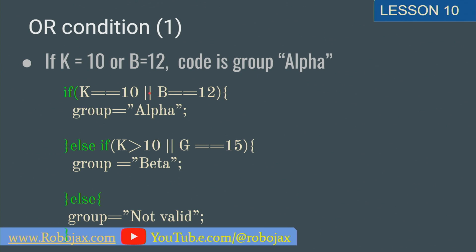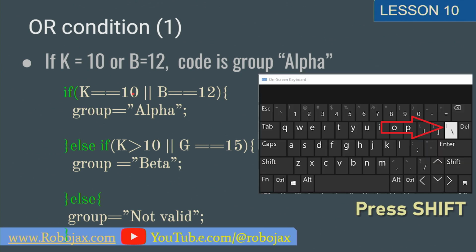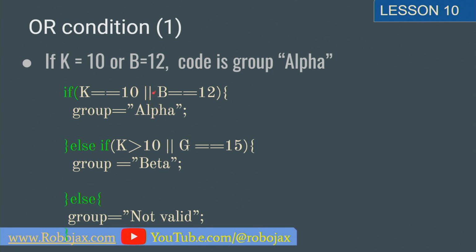In US English, it's just above enter on the right side. So you put 2 pipes and then B equal 12. If B is equal 12, then alpha.